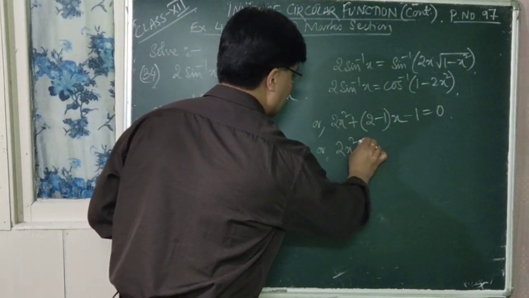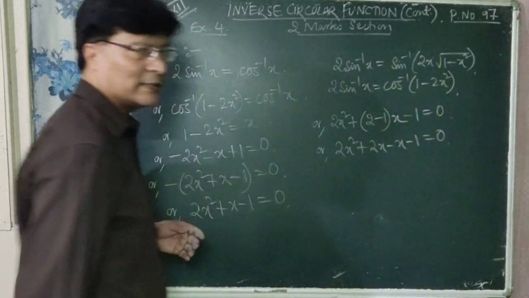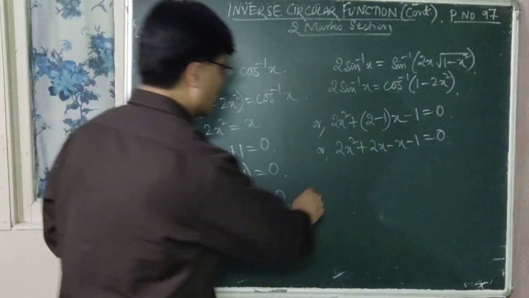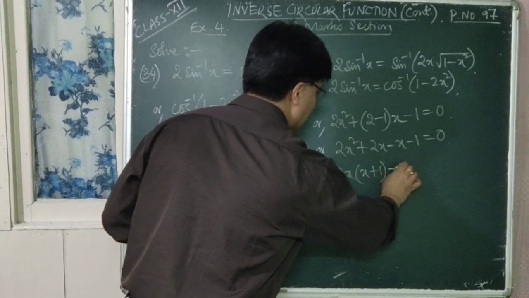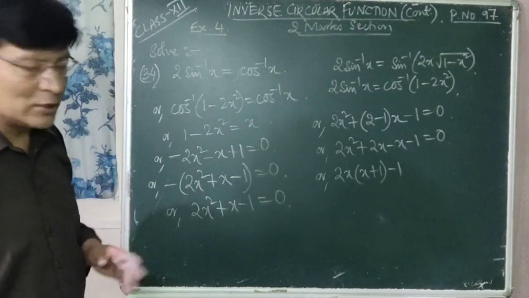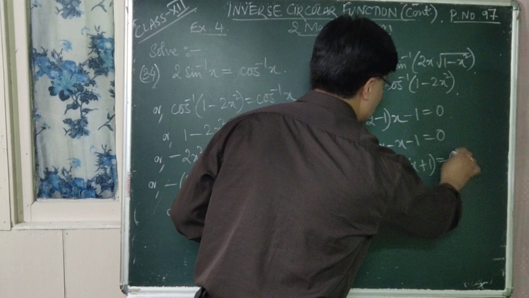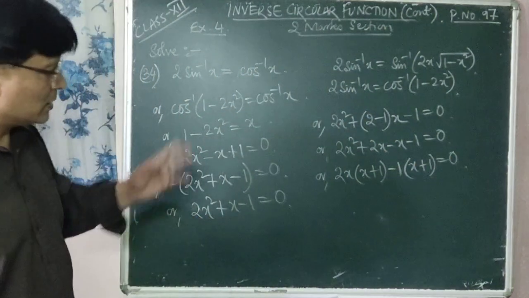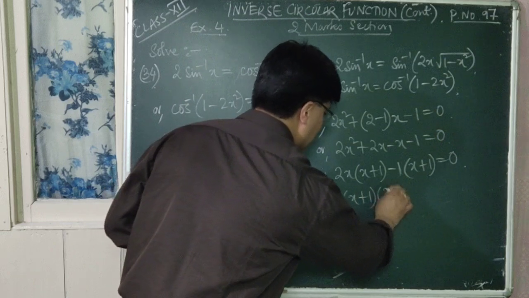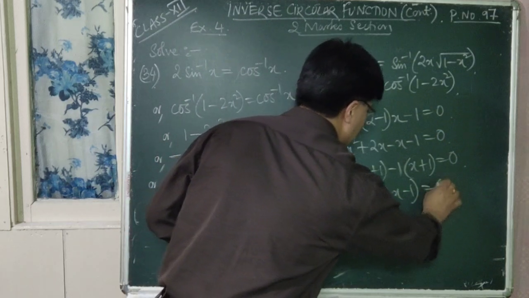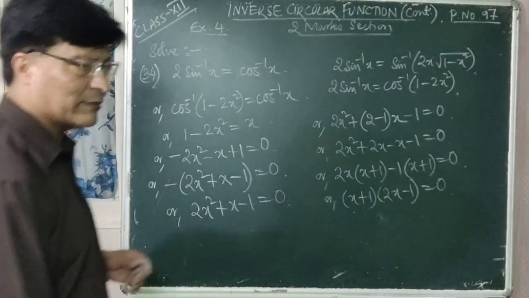Or 2x squared plus 2x minus x minus 1 is equal to 0, right? So from the first two terms, what is common here? 2x is common, within bracket x plus 1, minus 1 is common here. So within bracket, what do we get? It is x plus 1, which is equal to 0, right? So what is common now? Again, that is x plus 1 into 2x minus 1 is equal to 0, right? Is that right? Now you can write either or.